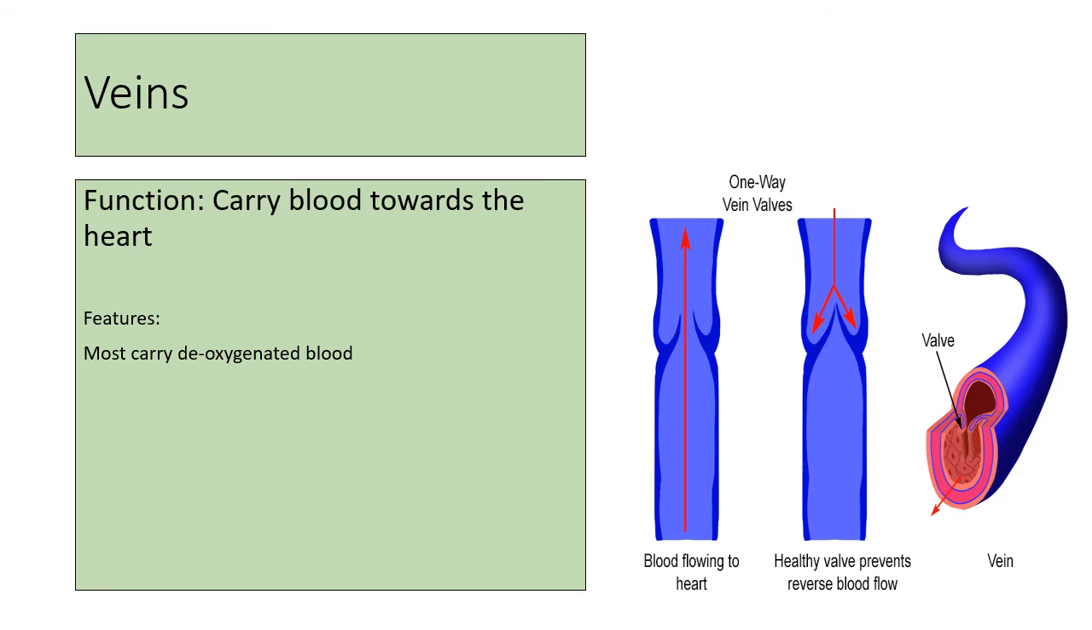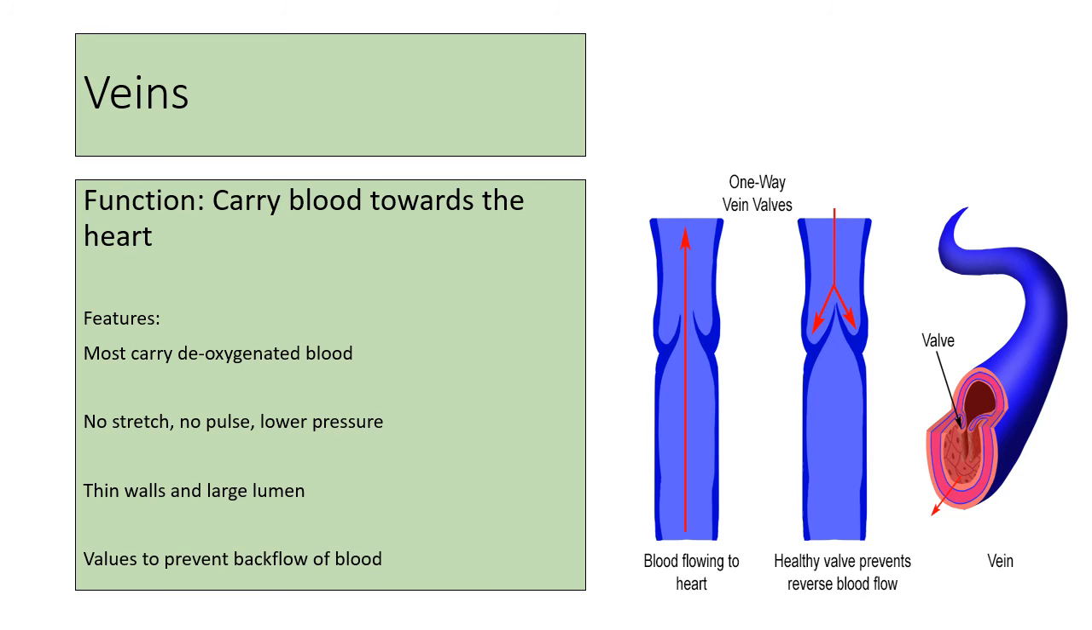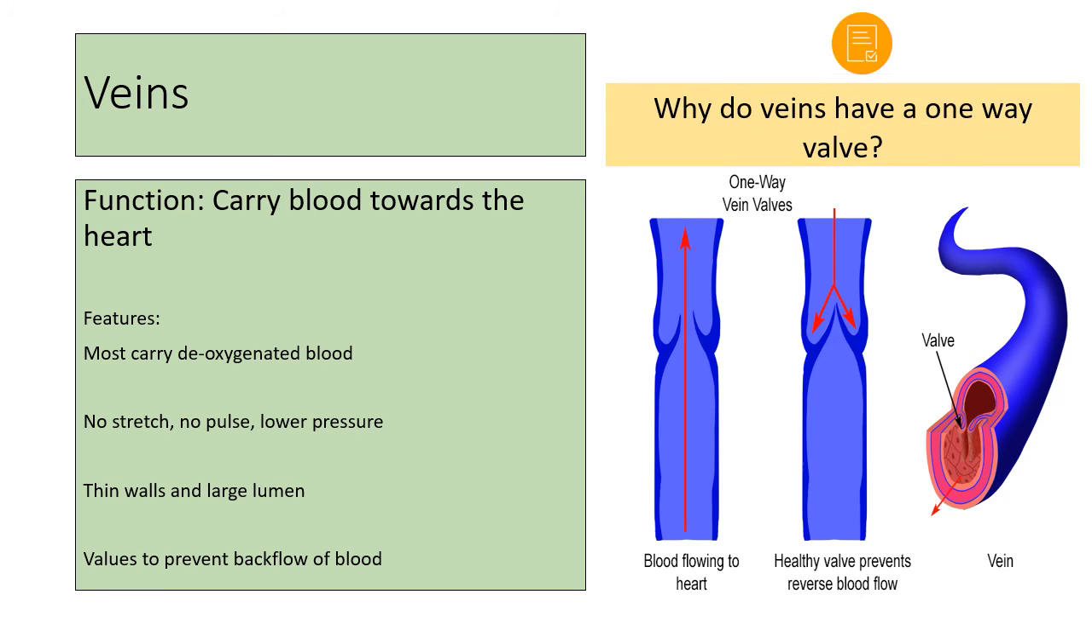The key features: they carry deoxygenated blood. They're also quite stiff, so they're not able to stretch. There's no pulse involved here, so there's a much lower pressure within our veins. They have thin walls and a large lumen, so they're a little wider if we cut them cross-sectionally. And there are also valves within the veins, which help to prevent backflow of blood.